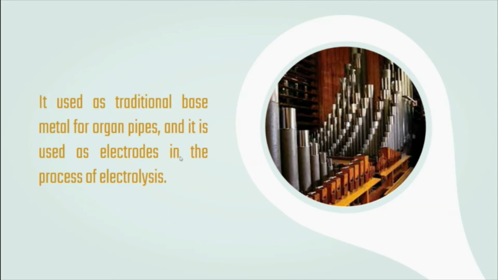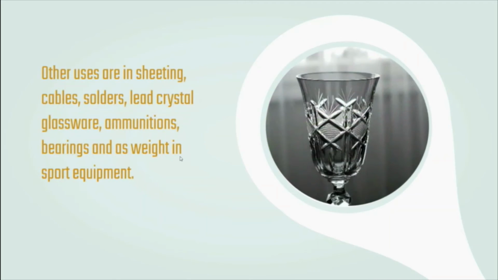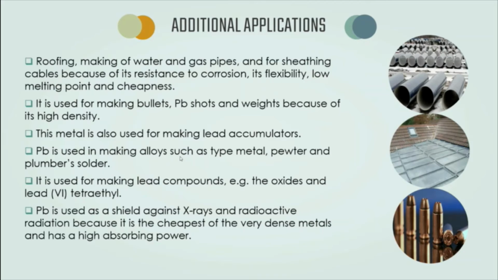It is also used as a traditional base metal for pipes, and it is used as electrodes in the process of electrolysis. Lead is also used in the glass of computer and television screens where it shields the viewer from radiation. Other uses are in sheathing cables, solders, lead crystal, glassware, ammunition, bearings, and as weight in sport equipment.